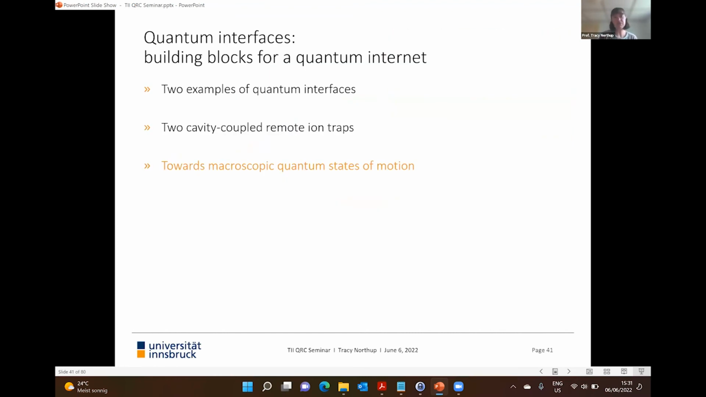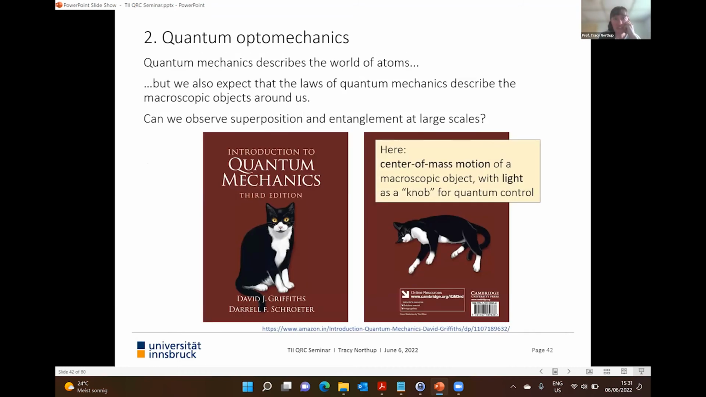But I do want to briefly tell you about the second aspect that we're working on, just in a couple of minutes. And this is really along the lines of the work that Renee is doing as well. So back to this idea of quantum optomechanics and the question about observing superposition and entanglement.